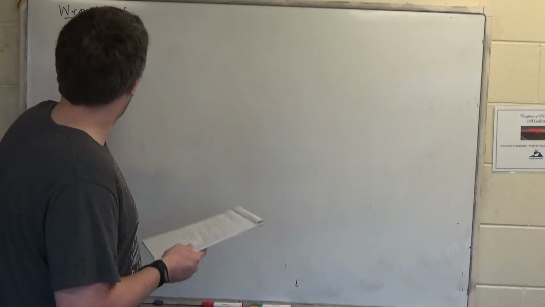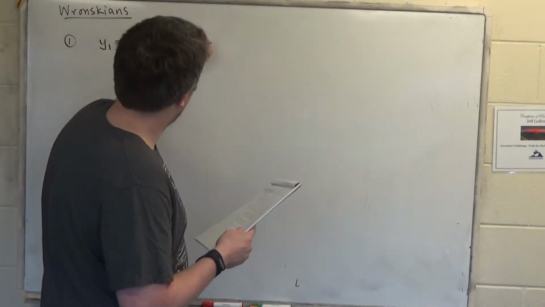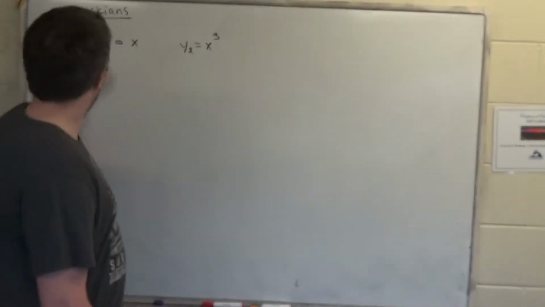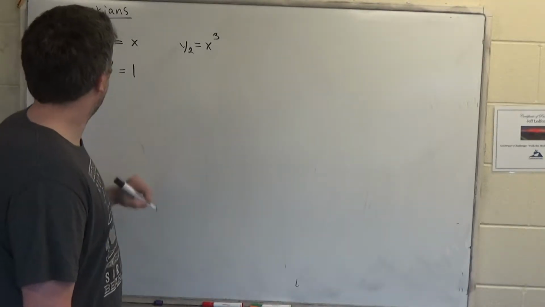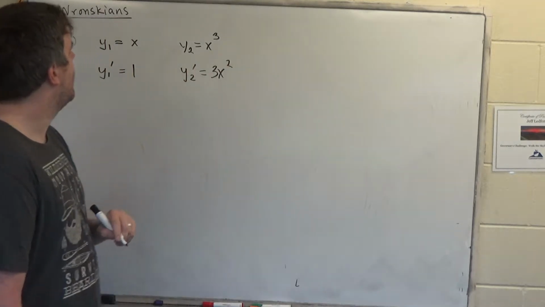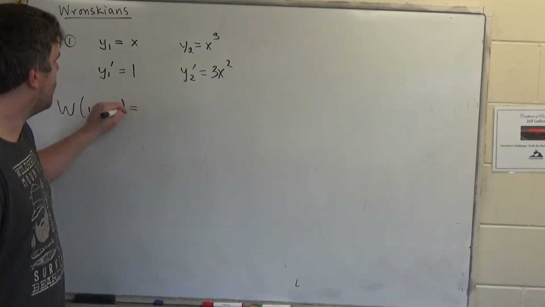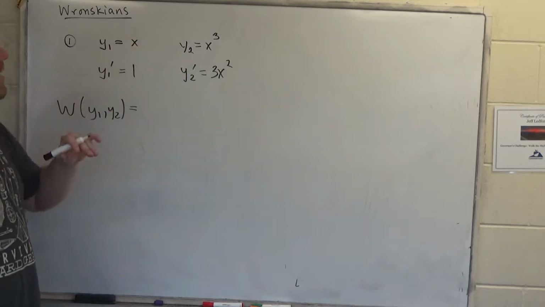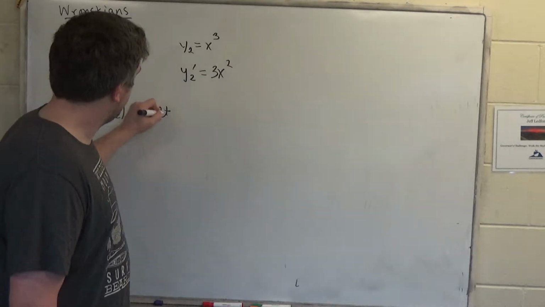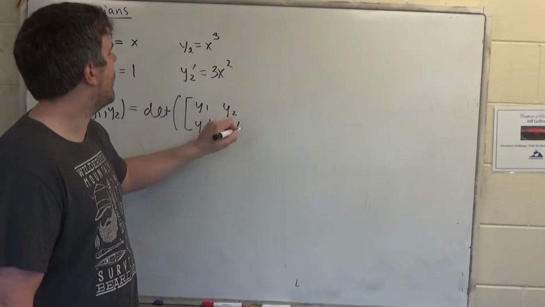Suppose that you have somehow, magically, found that y1 is x, and y2 is x cubed. Then what we need to do to calculate the Wronskian is we first need y1 prime, which in this case is 1, and y2 prime, which in this case is 3x squared. And then the Wronskian, W of y1 and y2, here the order matters. I've written it this way to suggest that maybe there's a matrix going on. It's the determinant of the matrix y1, y1 prime, y2, y2 prime.